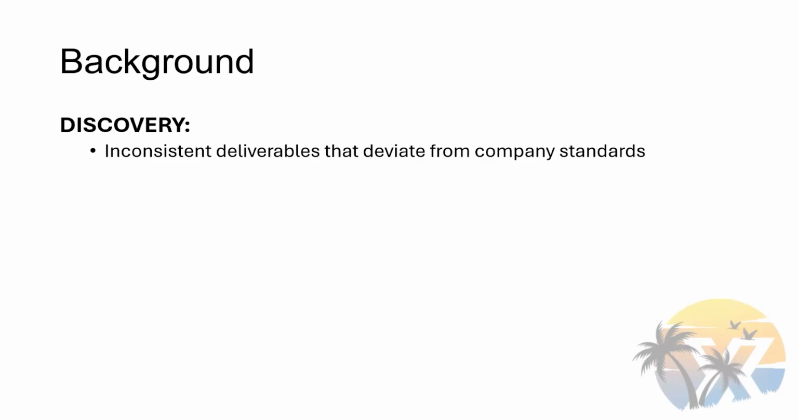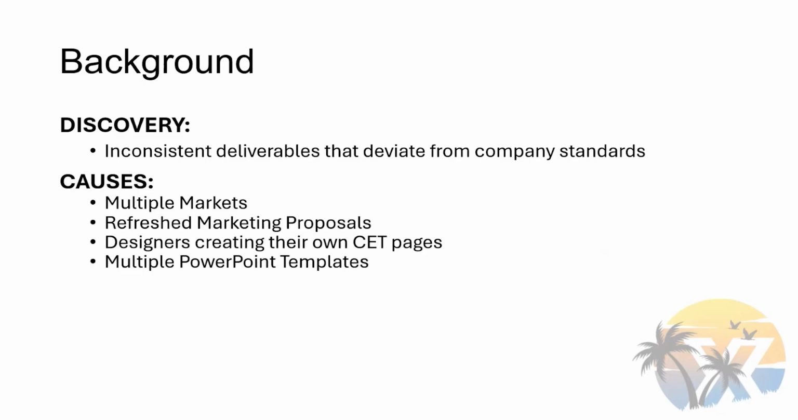So to begin with a little bit of background, we began to discover that our deliverables had become inconsistent, and some of them were deviating from our company standards and our CET papers that we've created and provided for our designers. A few causes that we think might be contributing to this: one, our multiple markets. HB has 6 locations, each with multiple market leaders, and each of those leaders has different varying opinions and expectations of what our deliverables should look like.